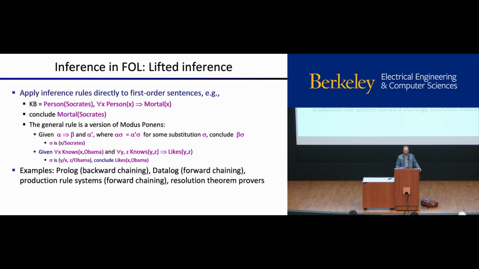Examples. Prolog does this, backward chaining. Datalog does forward chaining. These are similar to the algorithms that I showed you for propositional logic, but they work with lifted inference in first-order logic.